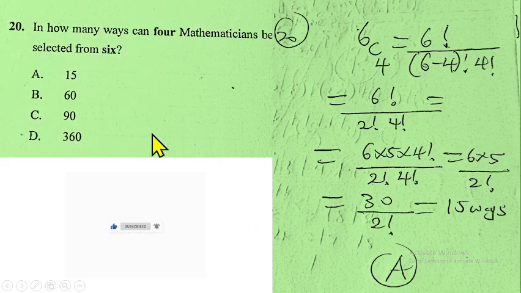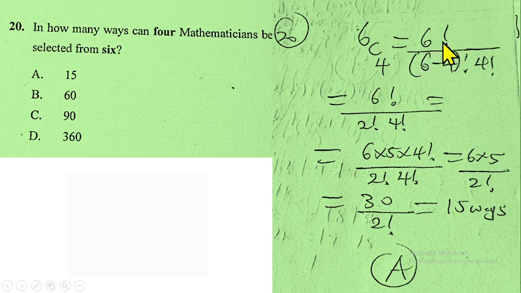Question number 20 also is from the combination. In how many ways can 4 mathematicians be selected from 6? Since there is no tie, I mean there is a tie, then we could have used permutation. So how many ways can 4 mathematicians be selected from 6? That should be 6 combination 4.